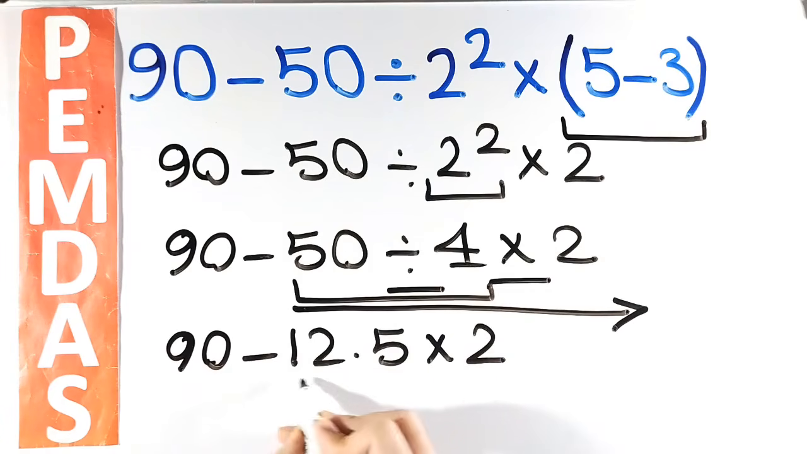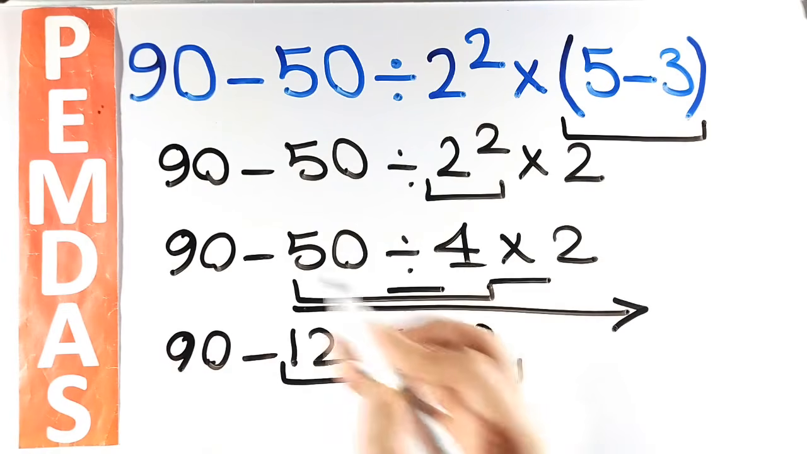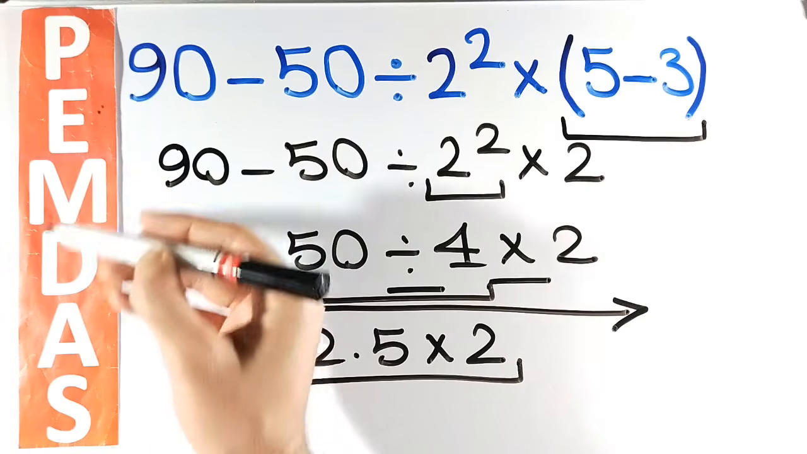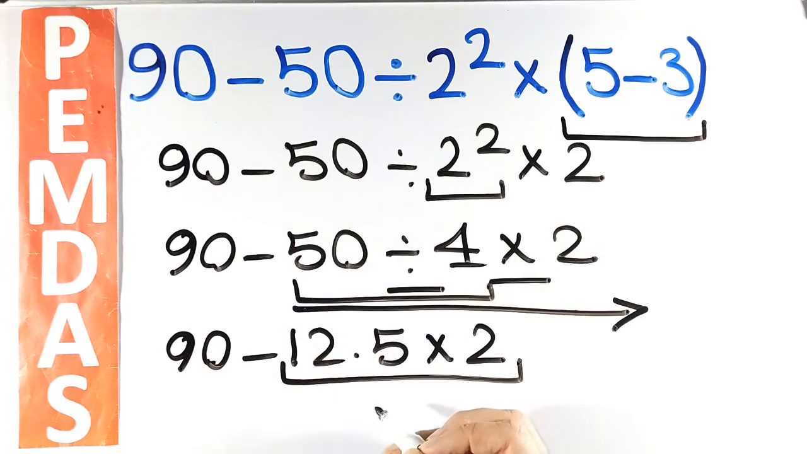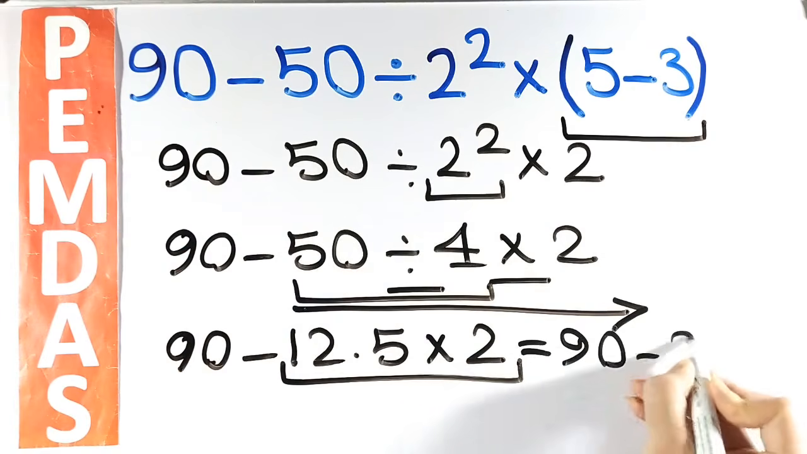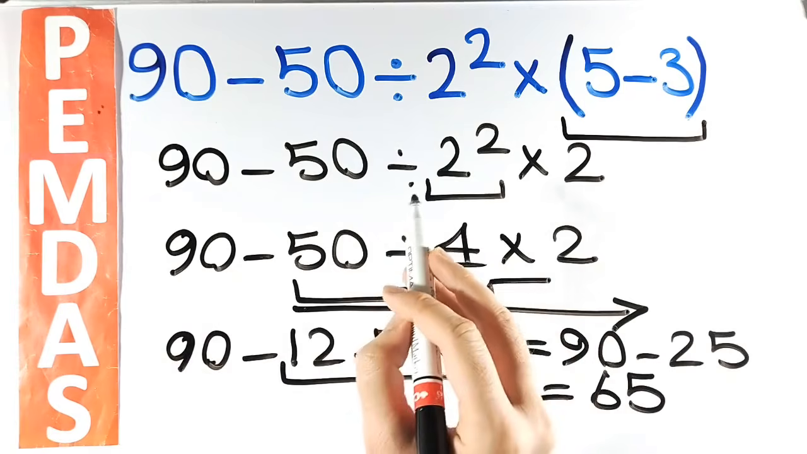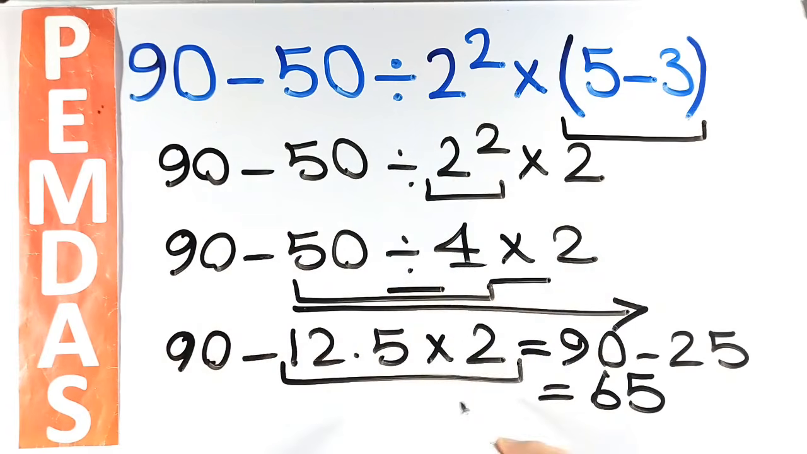And the final step, we go for the multiplication between 12.5 and 2 because multiplication has a higher priority than subtraction. So, we rewrite this expression as 90 minus 25, which finally gives us the answer 65. Alright, now let's solve the final math question together.